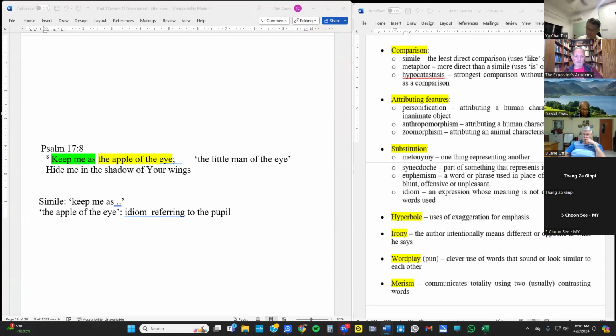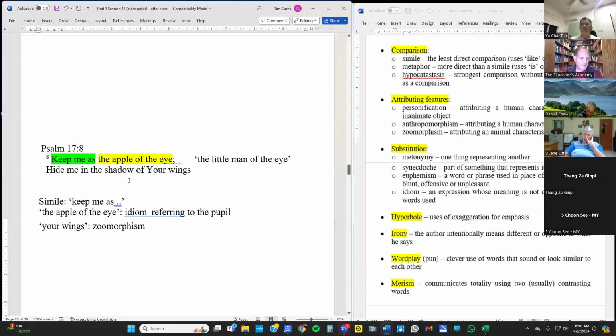Anyway, sorry, Shilong. Do you see any other? Yep, hide me in the shadow of your wings. I think it's zoomorphism. Yes. God does not have wings. So that's clearly, but again, the picture here is of protection, providing that idea. All right, very good.